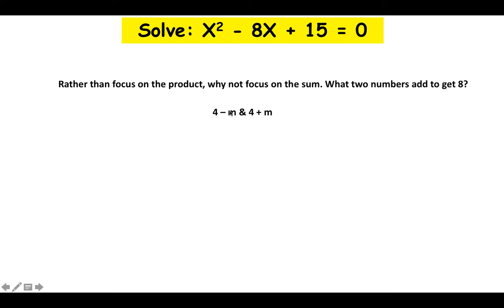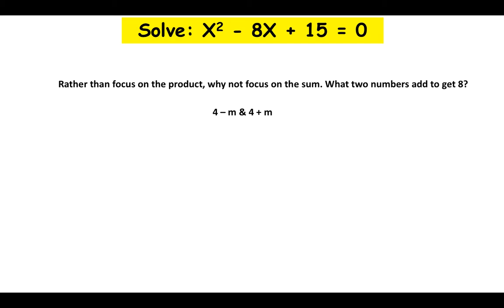Let's try another number. If m is equal to 4, 4 minus 4 is 0. What's 4 plus 4? 8. 8 plus 0, still 8. So we're not missing this. If m is equal to even minus 1, 4 minus minus 1 is 5. 4 plus minus 1 is 3. So it always works. Any two numbers like this, it doesn't matter what m is, will add up to 8.